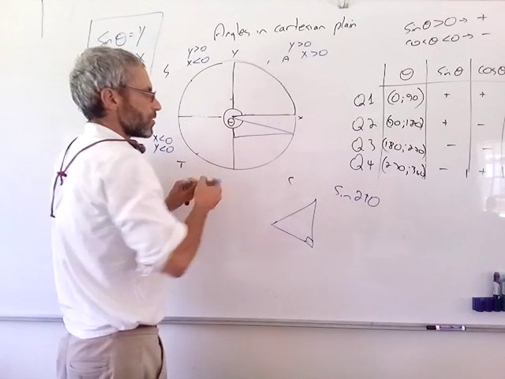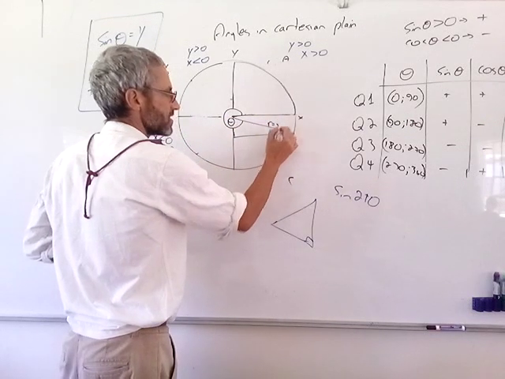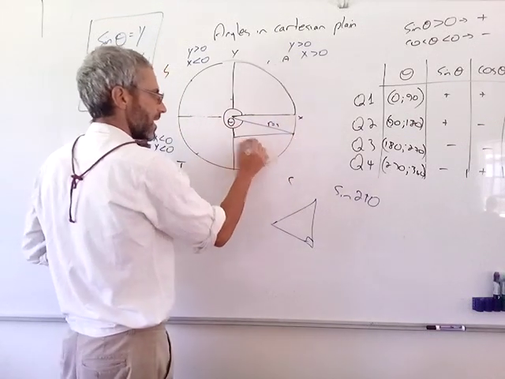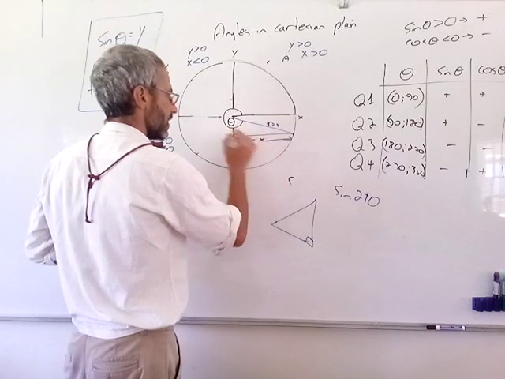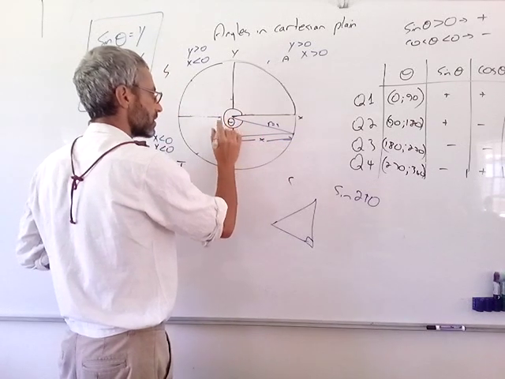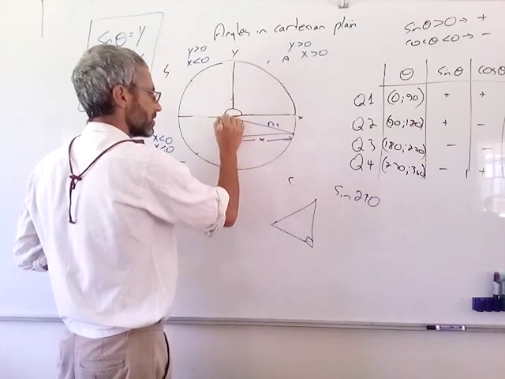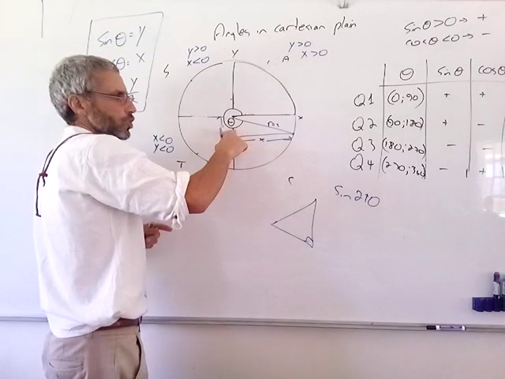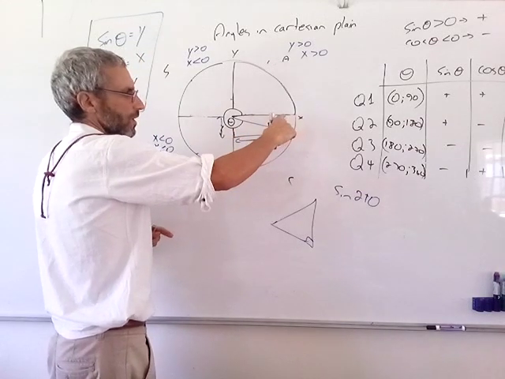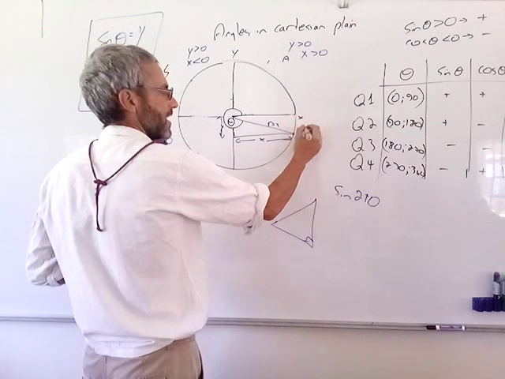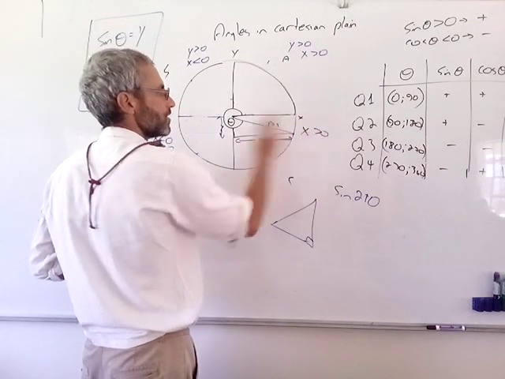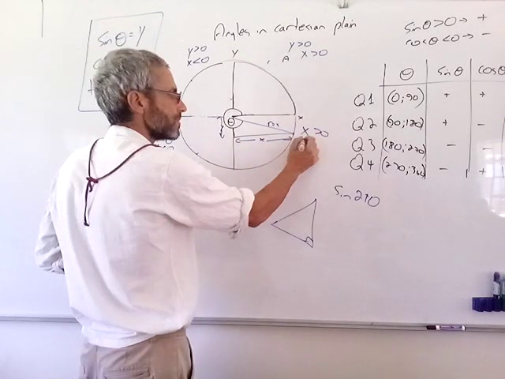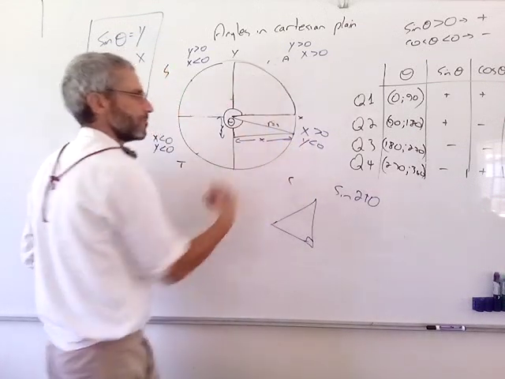This is my point. The radius is still 1. This is my x, and this is my y over here. I'm between 270 and 360. What's happening to x here? It's positive. It's positive because I'm on the right. The y? Negative. Still negative because I'm below the x.